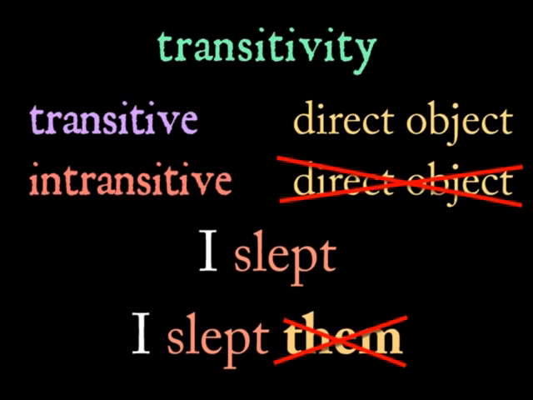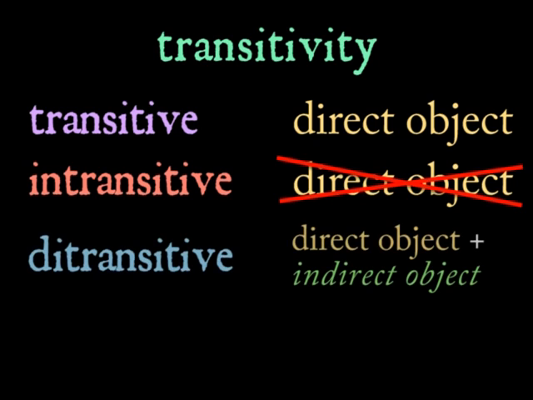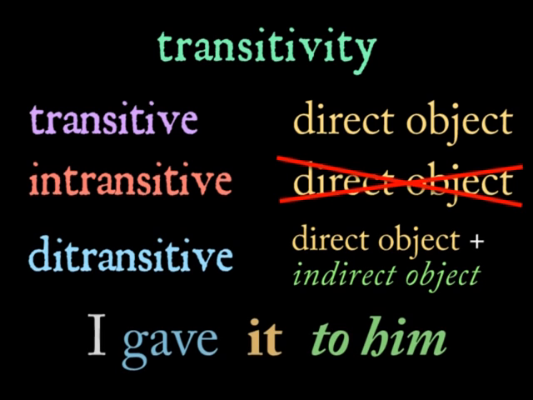We can make a further distinction between intransitive verbs and ditransitive verbs. I gave it to him has both a direct object and an indirect object, so it's a ditransitive verb.